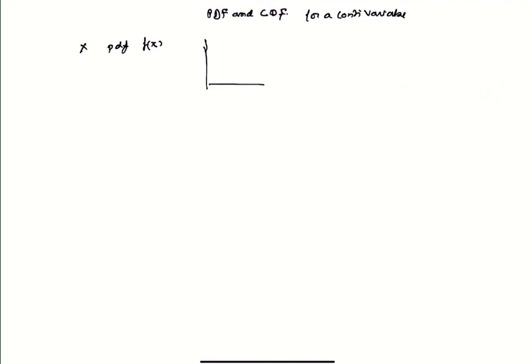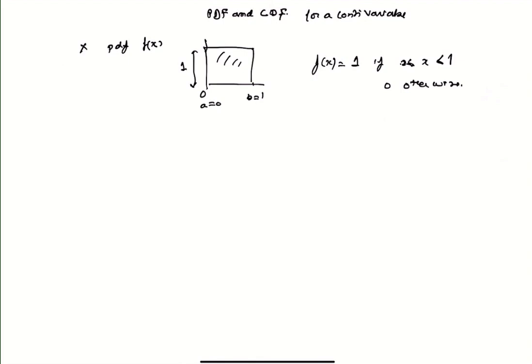this is the distribution, and this is 0, which is a equal to 0, and this is b, which is equal to 1. So this will be the distribution, and the whole thing is equal to 1. So f of x is 1 if x is more than or equal to 0 and less than 1, and it is 0 otherwise. So f of x is 1 as long as the value of x lies somewhere here.